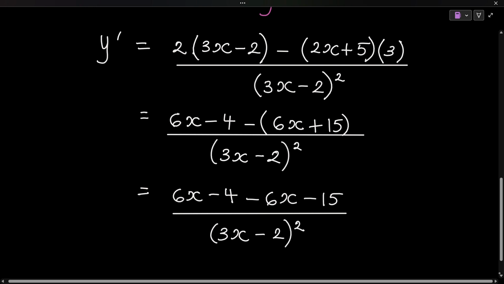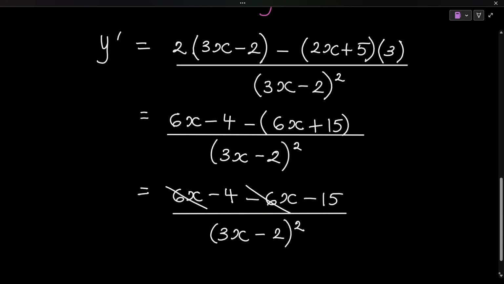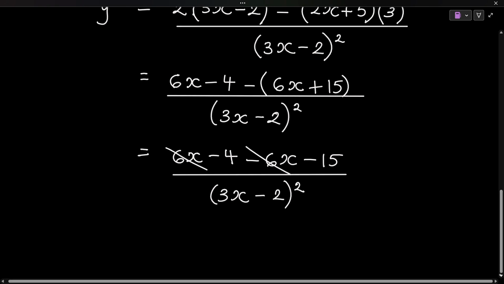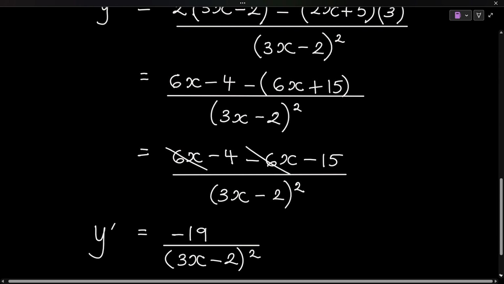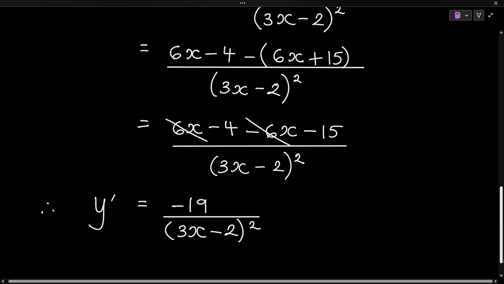Now gathering like terms in the numerator, we have 6x minus 6x. They cancel out with each other, and we've got negative 4 minus 15, which gives us negative 19. So we are just left with negative 19 in the numerator, and the denominator will remain as is. So this is going to be our answer for y prime, negative 19 over 3x minus 2 all squared.